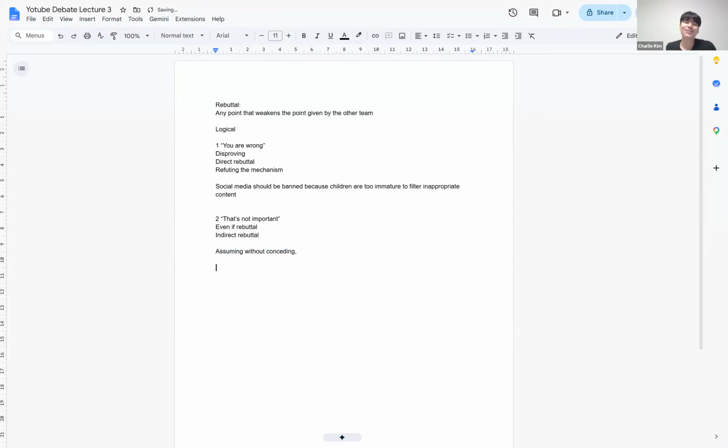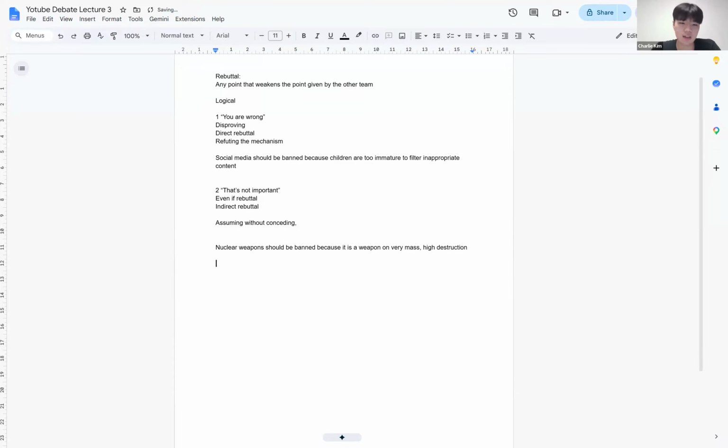All right. Yeah, I don't think of examples beforehand. So it's like when you're giving a lecture, it's not easy to give examples on top of it. All right. Let's say that the argument made is nuclear weapons should be banned because it is a weapon of very high mass destruction. This is what your opponent said.